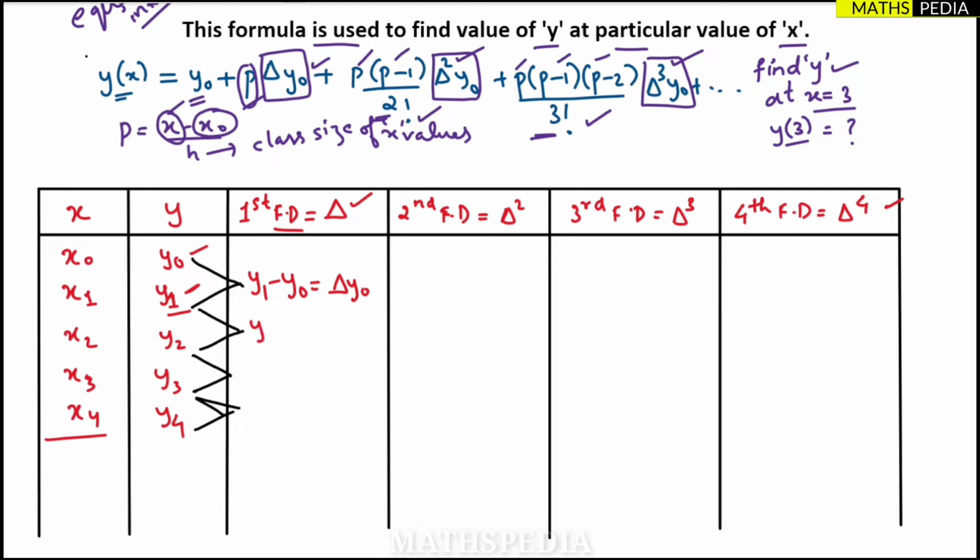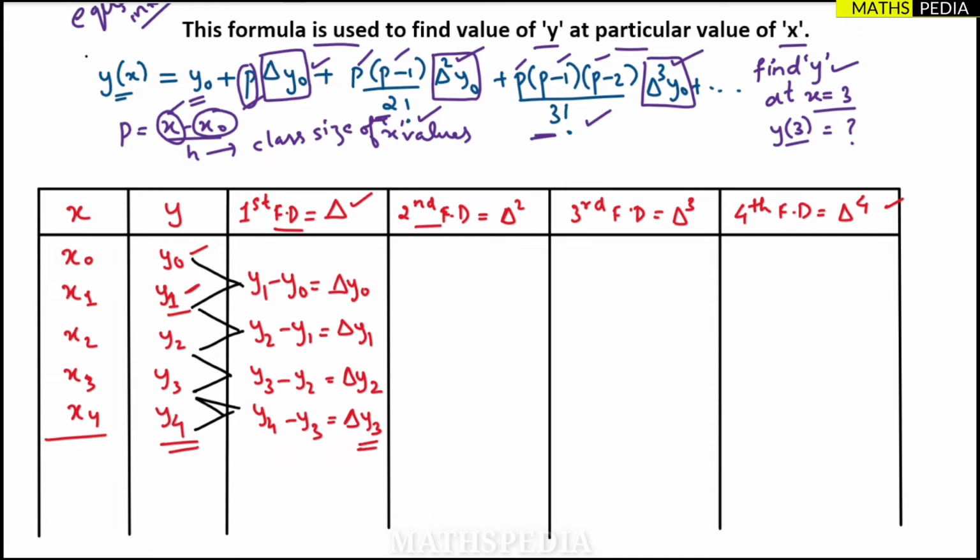Next will be y2 minus y1, that will give me delta y1. Then y3 minus y2, so lower minus upper, lower minus upper you have to do, that will be delta y2. Then y4 minus y3, this will be the last one because the last lower value we have taken. So y4 minus y3 will be delta y3. Okay, these values we got.